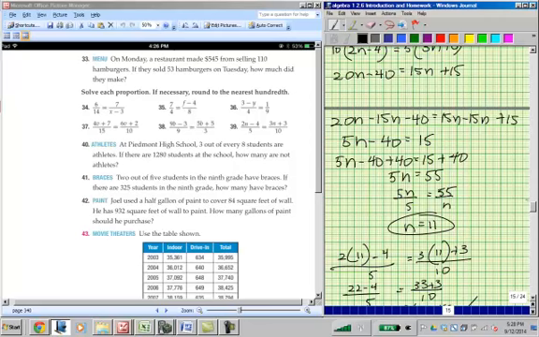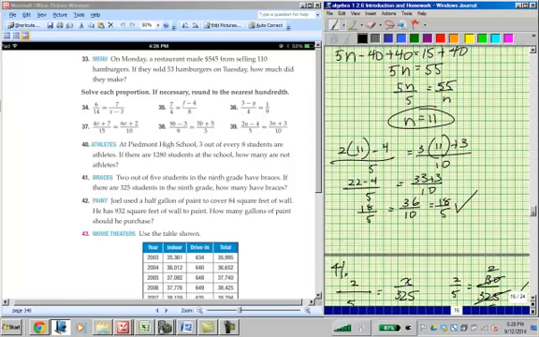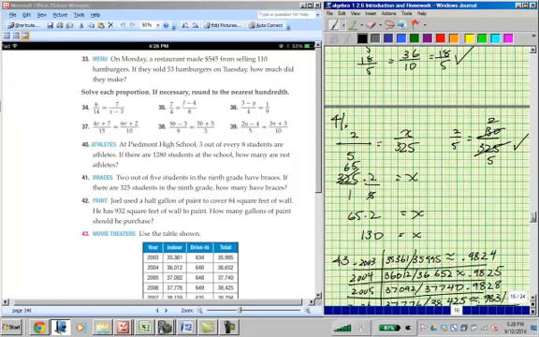So 2 braces over 5 students equals X braces over 325 students. And I multiply both sides by 325. So I multiply 2 over 5 times 325. 5 goes into 325 65 times. 65 times 2 is 130.